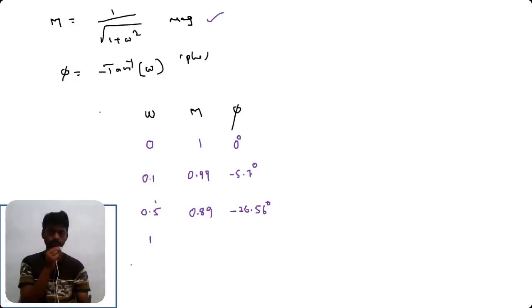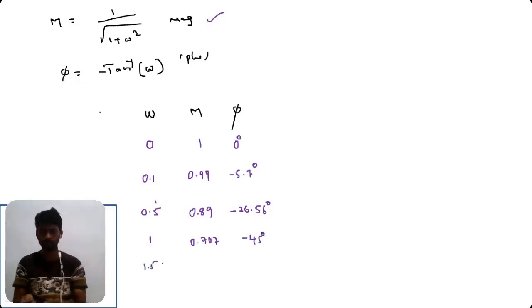If omega equals 1, then the magnitude value will be 0.707, and the angle will be minus 45 degrees. Again I am changing the frequency to 1.5, then the magnitude will be 0.55, and the angle will be minus 56.30 degrees.